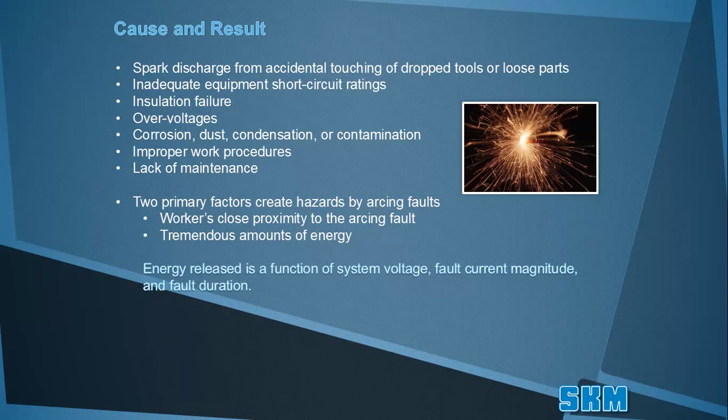What are some of the causes of arc flash? Spark discharge from accidental touching of dropped tools or loose parts. Inadequate equipment short circuit ratings. Insulation failure. Overvoltages. Corrosion, dust, condensation, or contamination. Improper work procedures. And lack of maintenance. Two primary factors create hazards by arcing faults: workers' close proximity to the arcing fault, and tremendous amounts of energy. It is also important to note that energy released is a function of system voltage, fault current magnitude, and fault duration.